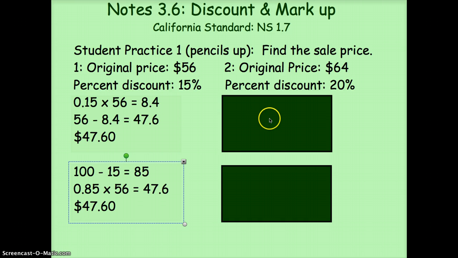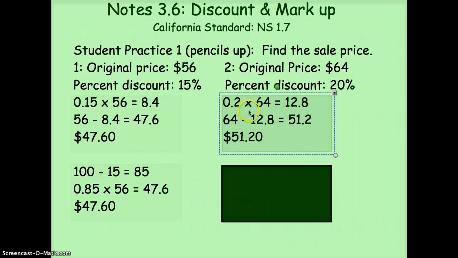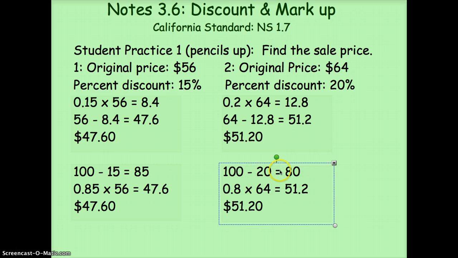Okay, option 2. Again, we're going to start with the traditional method of multiplying 20% times 64, and I end up with $51.20. Notice once I did that multiplication, I did have to subtract. The other option, of course, is to take 100%, subtract 20%, and that means I'm keeping 80%. I can go ahead and multiply, and I still end up with $51.20. So whichever method makes more sense to you is fine with me. Again, the reason I recommend this method is you're less likely to make a mistake. But if you're more comfortable with the traditional method, by all means, go for it.